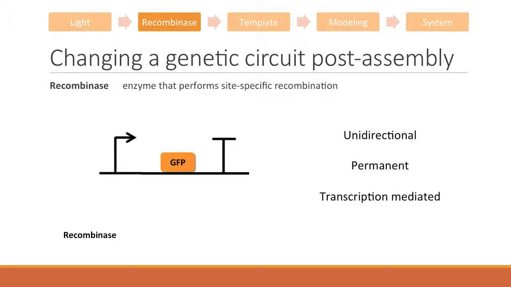And lastly, the whole process is mediated by transcription. We can transcribe and translate recombinase proteins just like any other protein by just having its DNA in the cell and using the existing processes to see its expression.